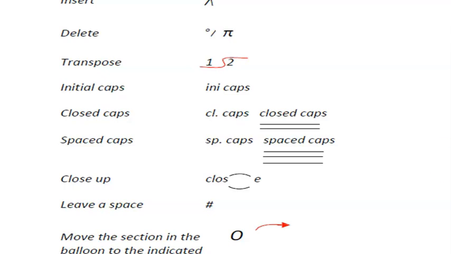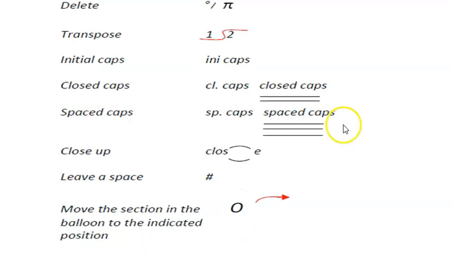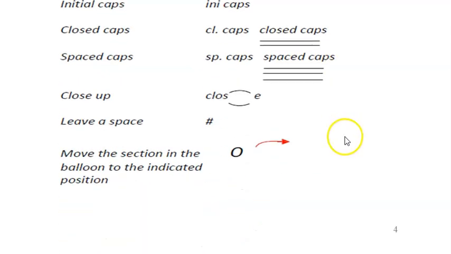Then we have closed capitals. All right, so when you have two lines under any word, or group of words, then the two lines under it means that it should be in closed capitals, which basically is the same thing as all capitals. All right. And three lines on the words says that those words should be in spaced capitals. One space between each letter, three spaces between words. So note the lines. Two lines for closed capitals or all caps, and three lines for spaced capitals.